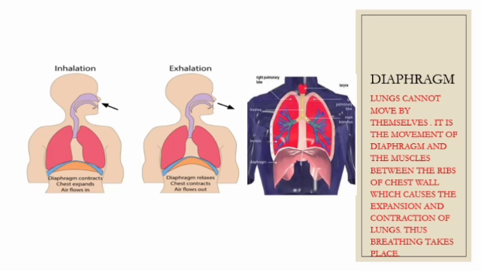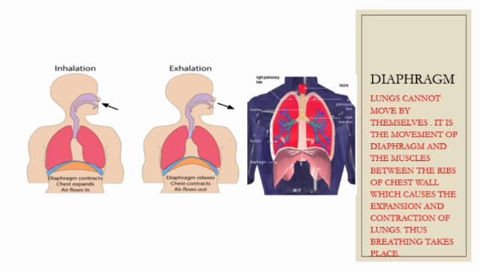In exhalation, the diaphragm relaxes and the chest contracts, and the air flows out. That is the carbon dioxide rich air, while the incoming air is oxygen rich. When the diaphragm contracts, the chest expands and air flows in. When the diaphragm relaxes, the chest contracts and the air flows out.